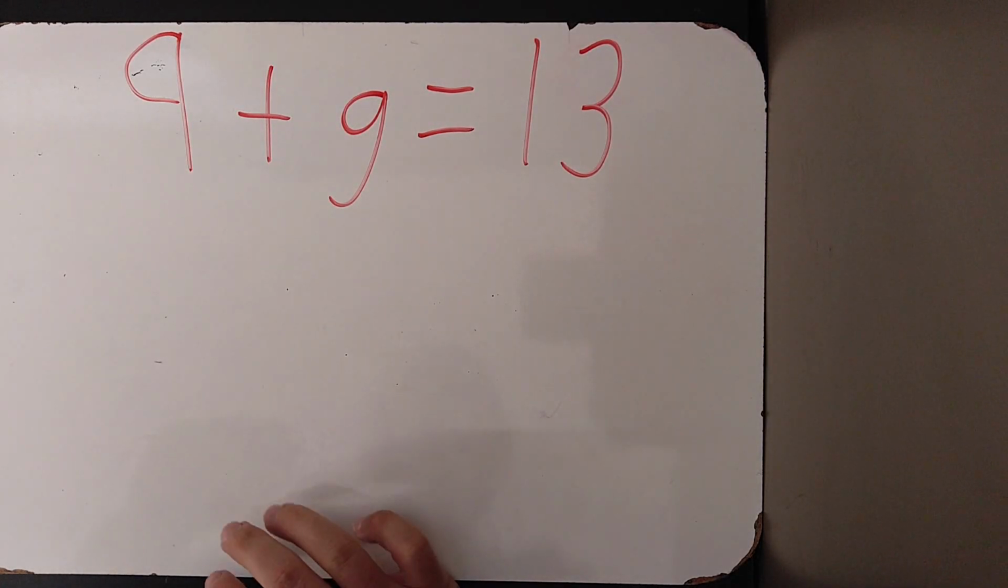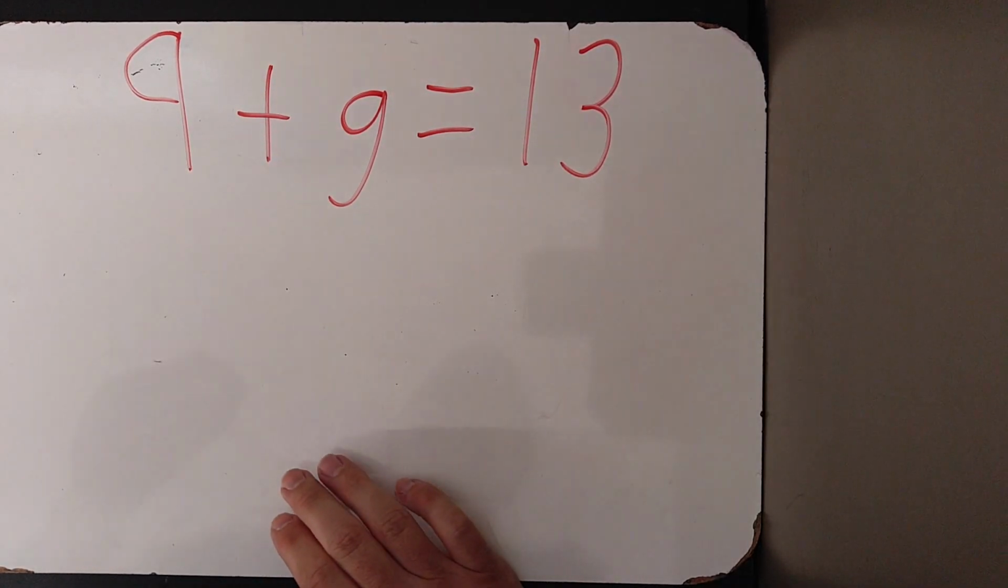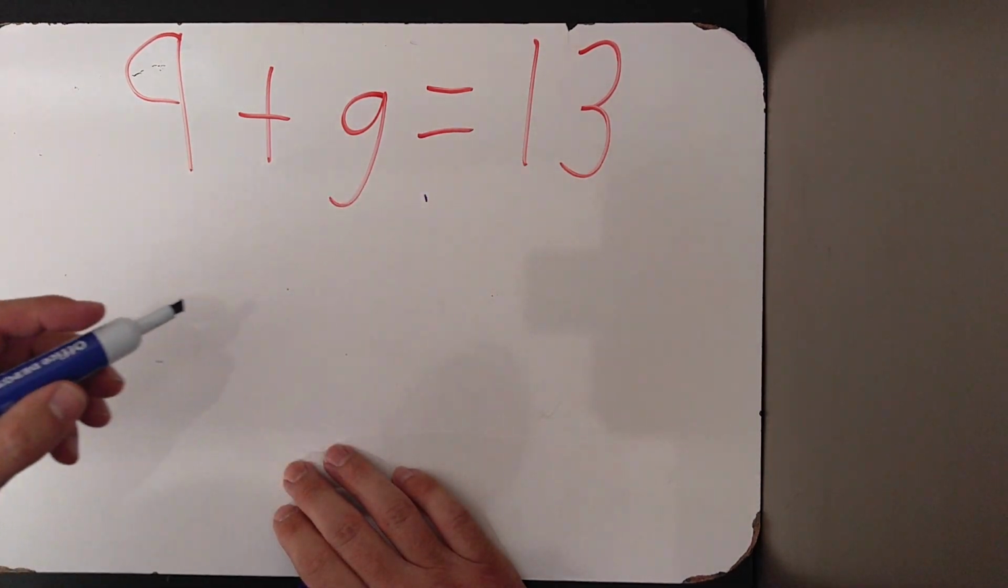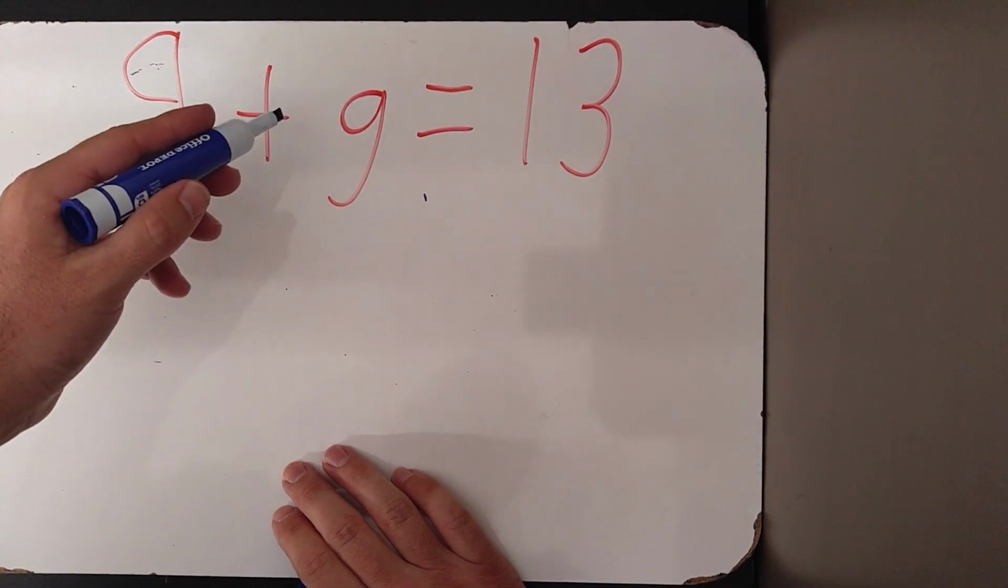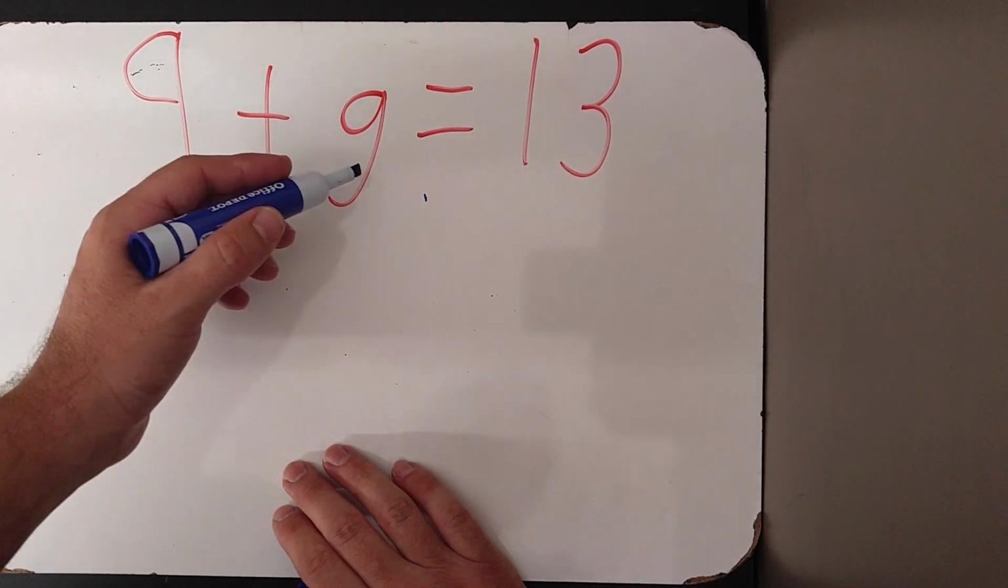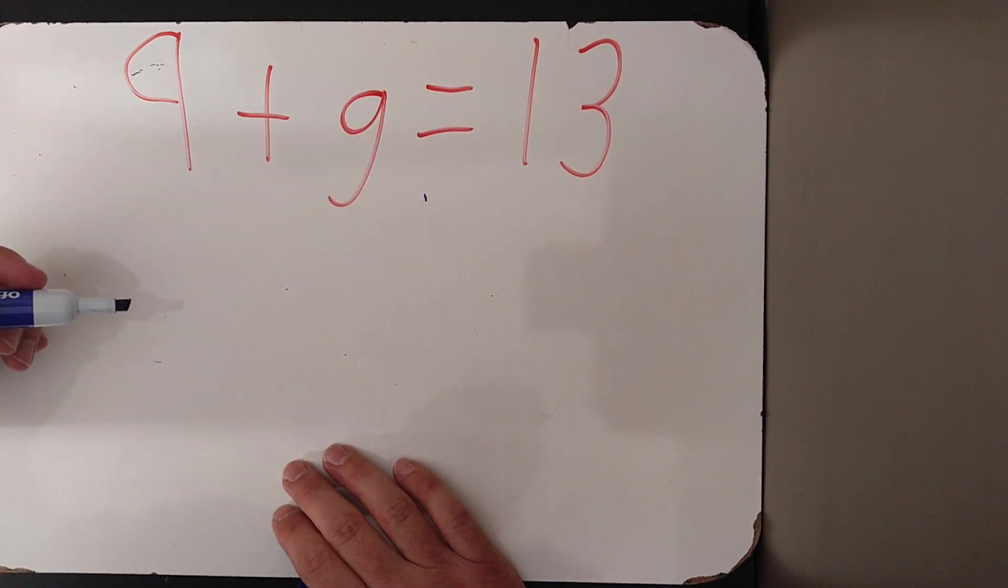1-7, solving equations by adding or subtracting. The first problem here is 9 plus g equals 13, trying to solve for g. So you need to find the number that would substitute in to make 9 plus g's value equal to 13.